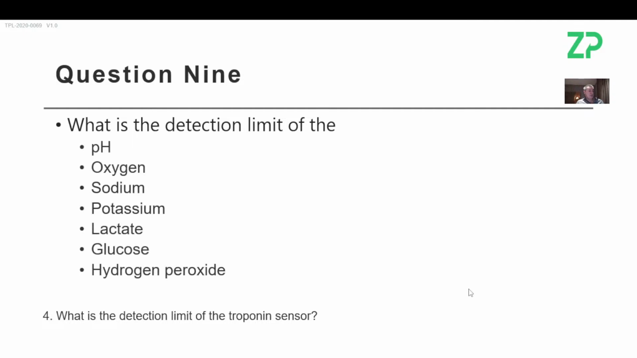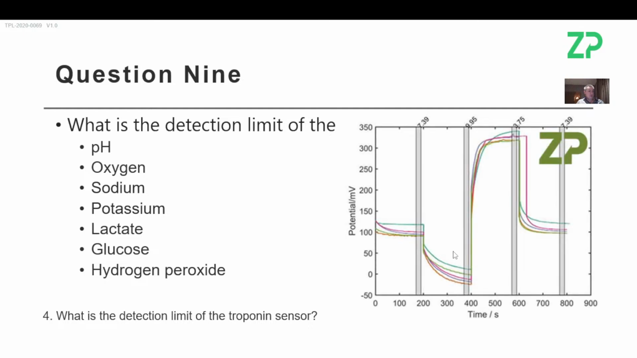So what's the detection limit? This is question 9. What's the detection limit of our pH, oxygen, sodium, potassium, lactate, glucose, hydroperoxide, and also our troponin sensor? It's worth saying that the troponin sensor appears in a slightly later question as well. So for question 9, I wouldn't say there's much repetition, but there are some more comments later on. Limit of detection for pH sensing is really interesting because pH doesn't have a standard limit of detection.